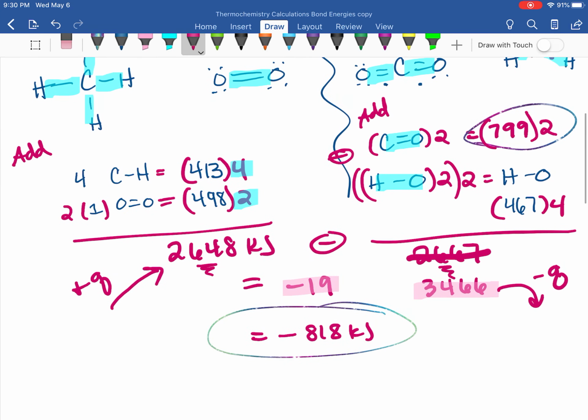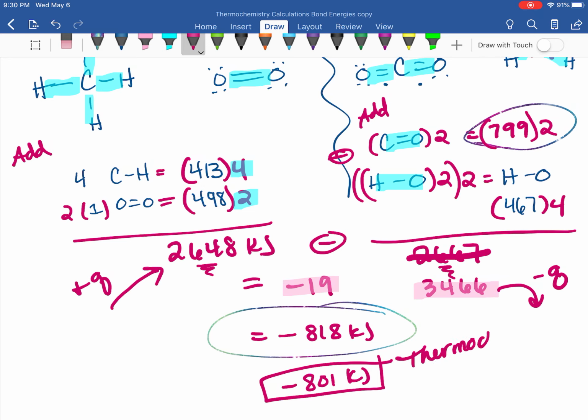So overall, for that first example in the last video, we got 801 kilojoules when we used our thermochemical table. So are these similar? Absolutely. Should they be similar? Absolutely. You're calculating the same thing for the same reaction. That's how you can double check yourself. Will they be exactly the same? No, not unless you get extremely lucky, but they're going to be very close.